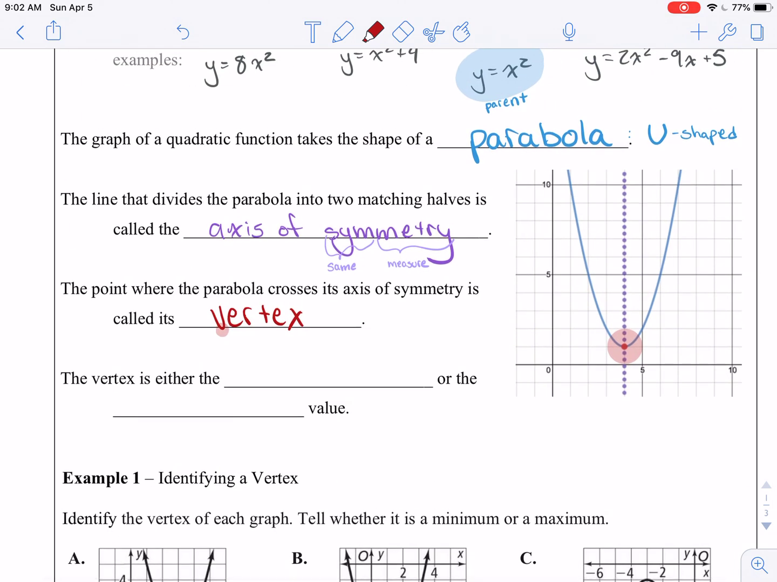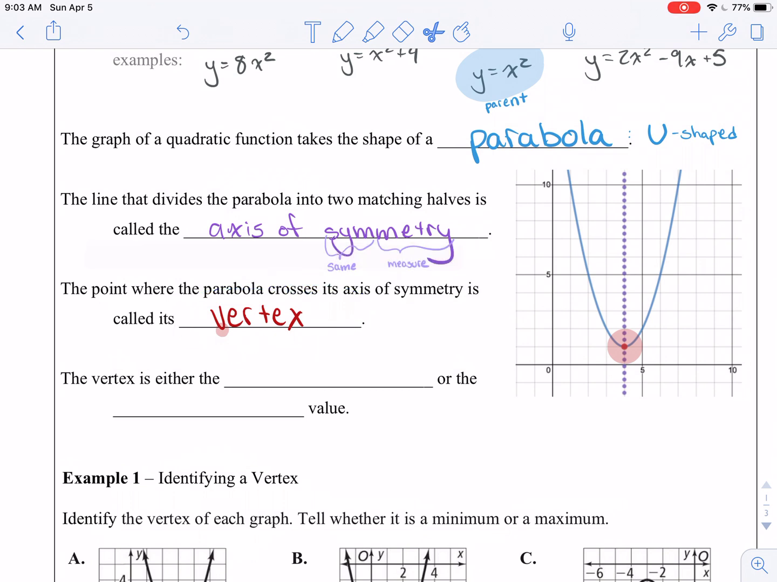Now, go ahead and pause the video and tell someone near you, what does a parabola look like? And include where is its axis of symmetry and where is its vertex.